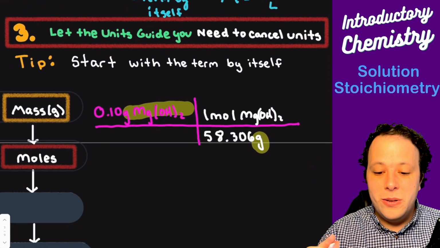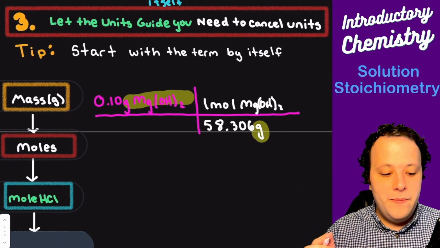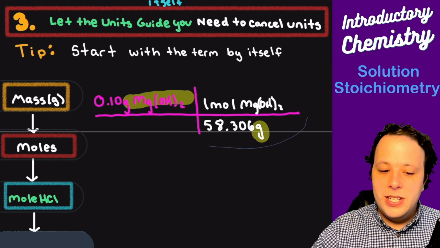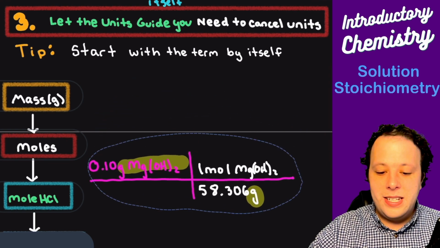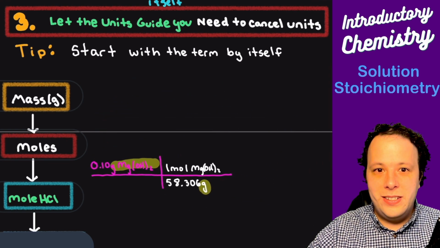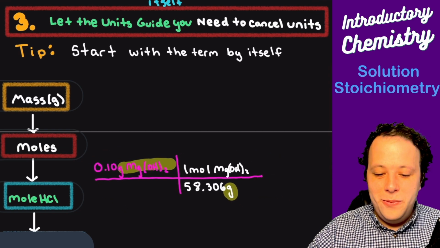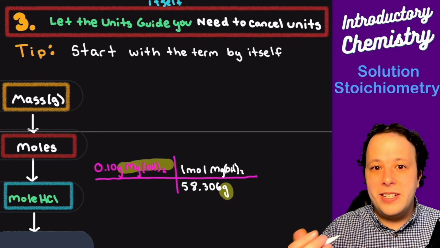So how do we go to that next step? Well, we have to convert it to moles of HCl. So what we're now going to do is take this conversion and bring it down. We'll make it a little smaller for ourselves. And how can we convert this to moles of HCl?